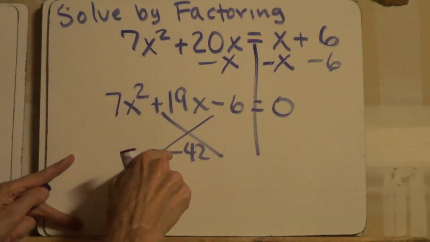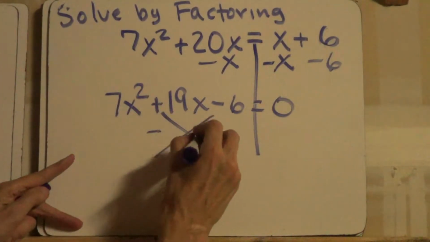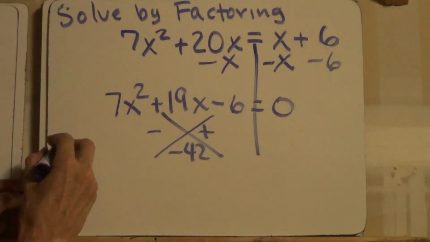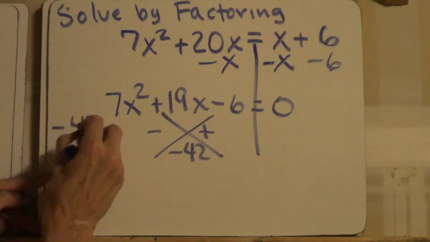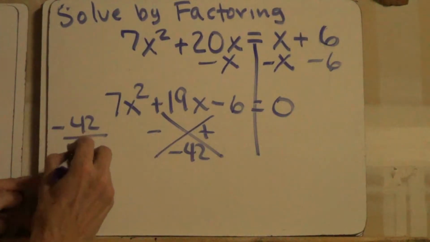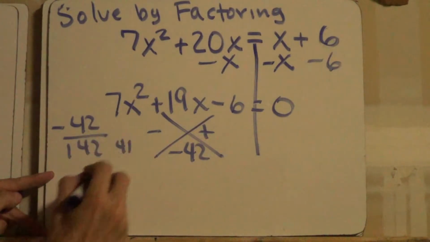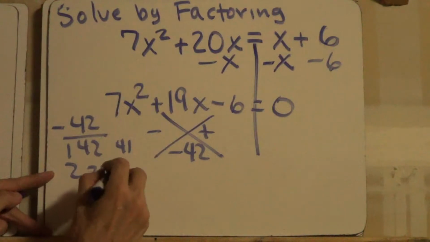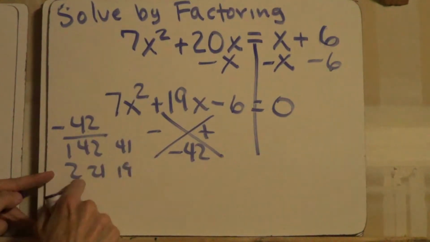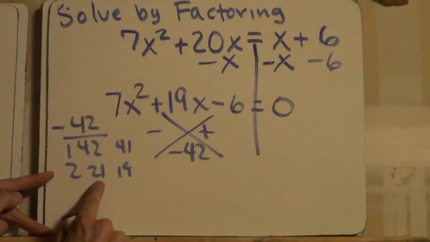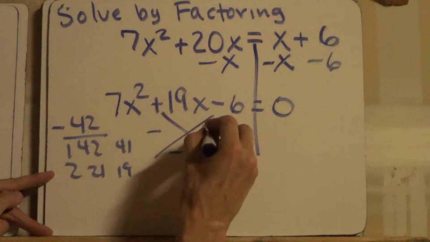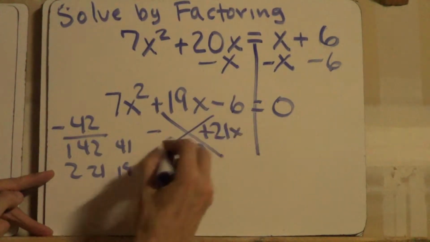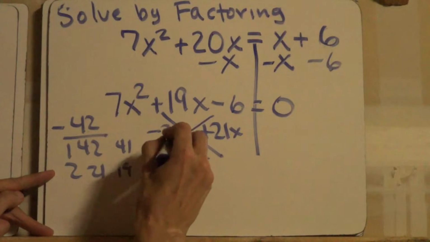We have a negative here, so we know that there'll be a negative and a positive. That means we're subtracting them. 1 and 42 would be 41. 2 and 21 would be 19. So we know it's 2 and 21. 21 being farther from 0 matches that sign. So we have 21x, 2x.